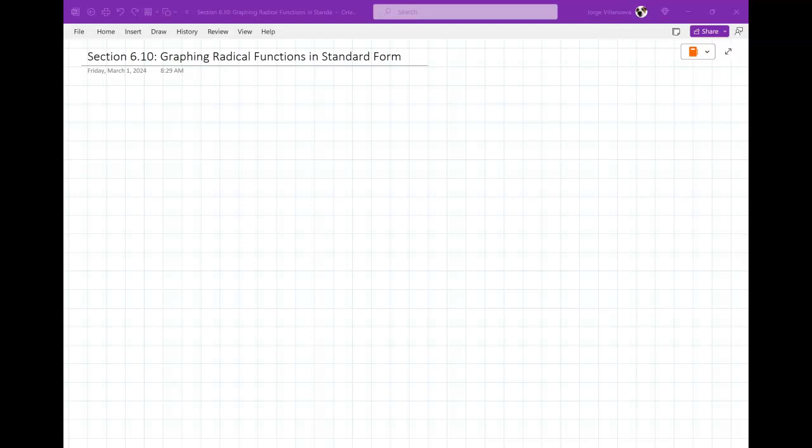All right, so today's section is section 6.10. Okay, graphing radical functions in standard form. So graphing can always be a little tough, but I've always tried to give you guys a formula that helps you identify where specific things are so you can do it a little bit faster than picking like 10 points and plotting all of them and connecting the dots.